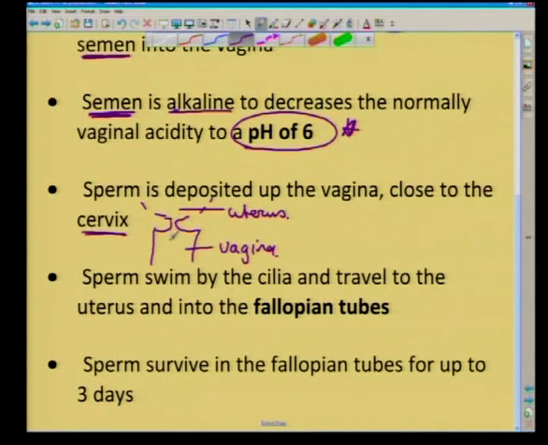All right, so it has to go through the cervix. Sperm swim by the cilia, and they travel into the uterus and all the way up into the fallopian tubes. Now, people, a reminder, fertilization occurs in the fallopian tubes. And sometimes you will hear that females have a tube pregnancy.